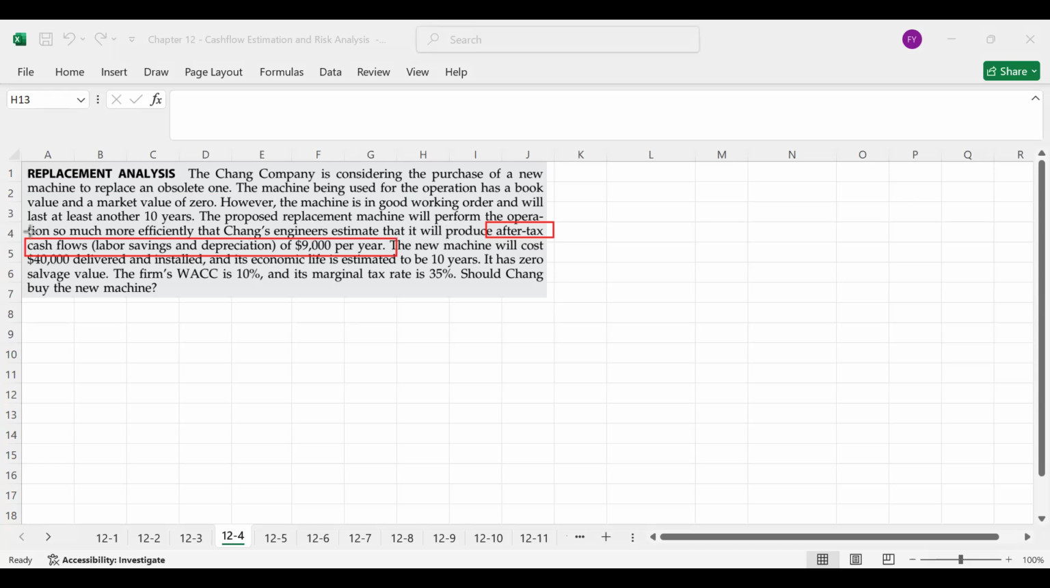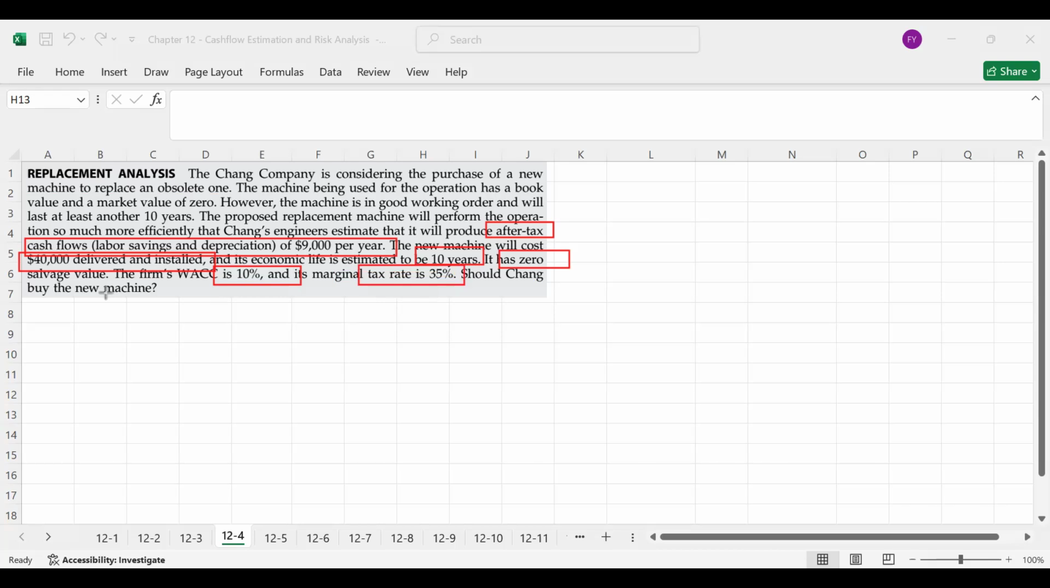The new machine will cost 40,000 delivered and installed. This means that this 40,000 is inclusive of all costs at year zero, which is the acquisition cost, delivery cost, and installation cost. And the economic life is estimated to be 10 years, as well as zero salvage value. The firm's weighted average cost of capital is 10%, which we are going to use while calculating present values. And the marginal tax rate is also given, which is 35%.